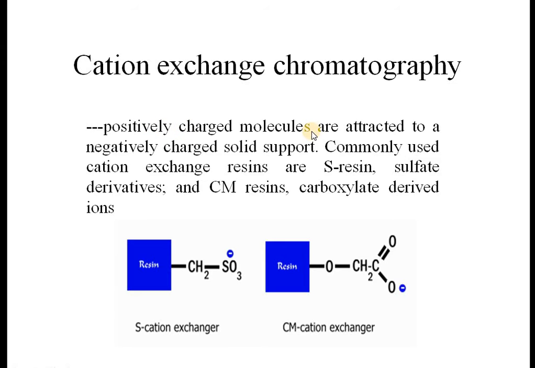Positively charged molecules are attracted to a negatively charged solid support. Commonly used cation exchange resins are S resin and CM resin. S resin is a cation exchange resin, a sulfate derivative. CM resin is a carboxylic derivative. This is the S cation exchanger and this is the CM cation exchanger.